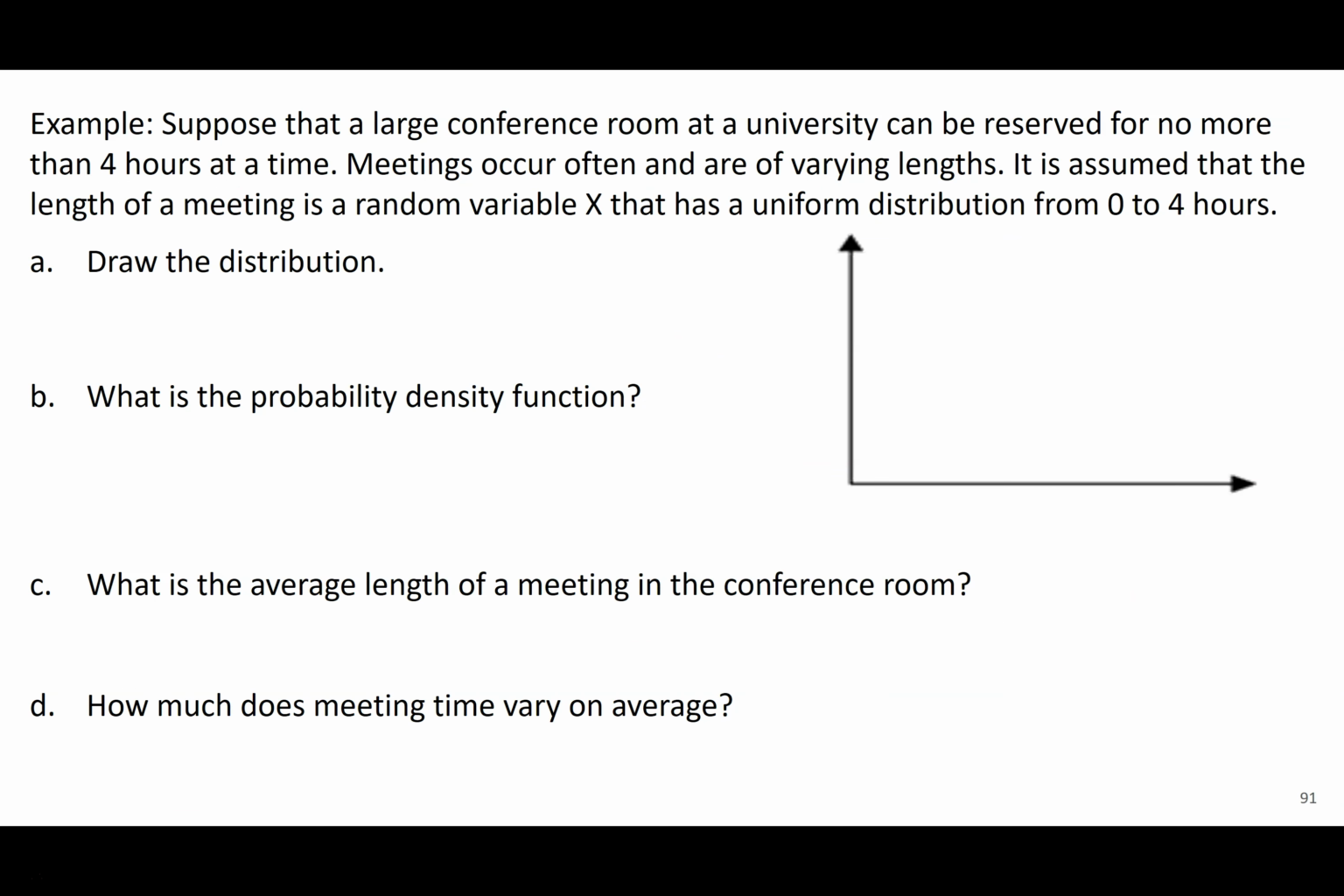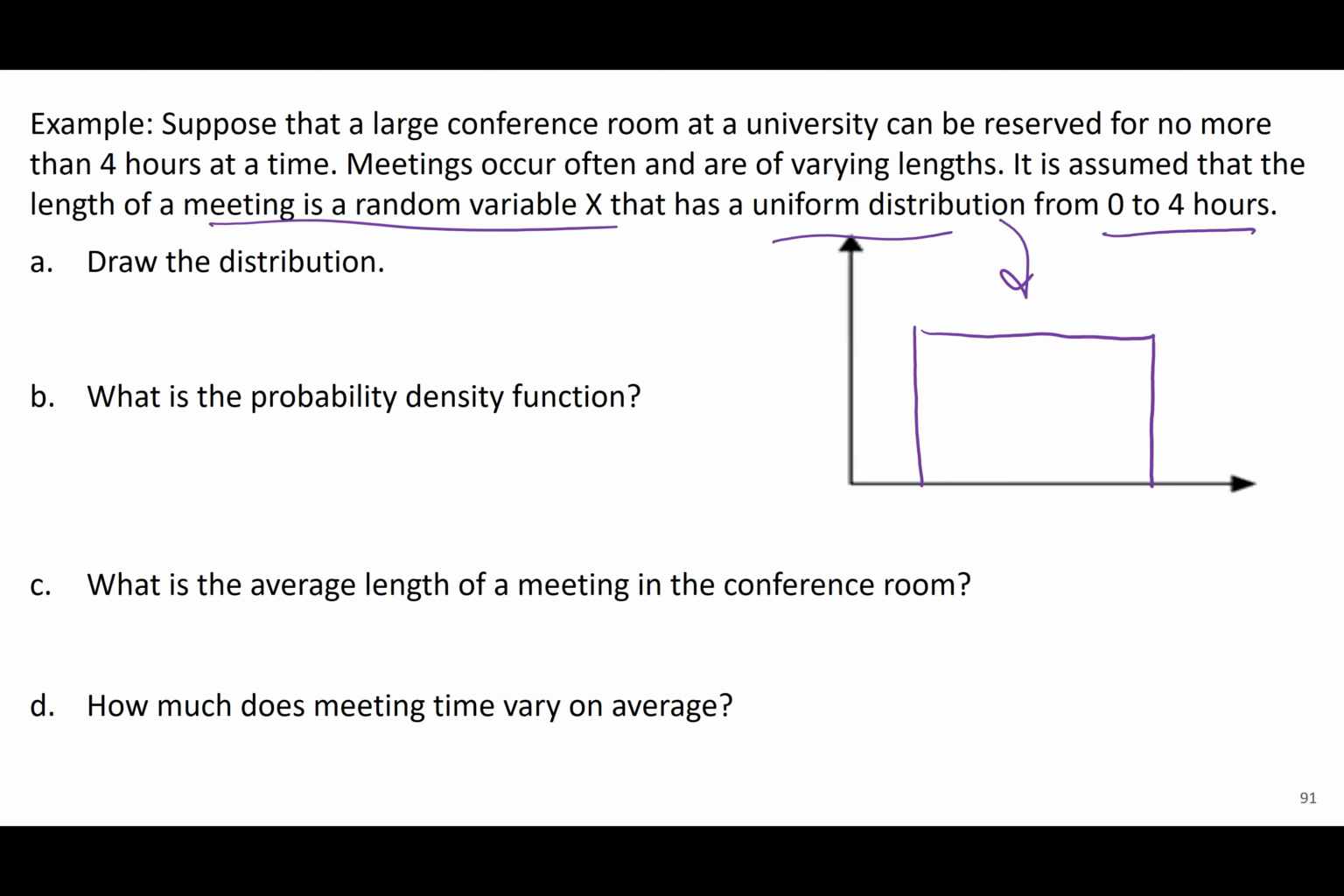So now we're going to go on to our conference room example. This is that scenario where people can reserve the conference room for anywhere between 0 and 4 hours. And we're going to assume that x, which is the meeting length for reservations, is uniform from 0 to 4 hours. Drawing the distribution here, absolutely you can draw it up against the axis. I have a tendency to just draw a rectangle first. If you know it's uniform, you immediately know what shape it has.